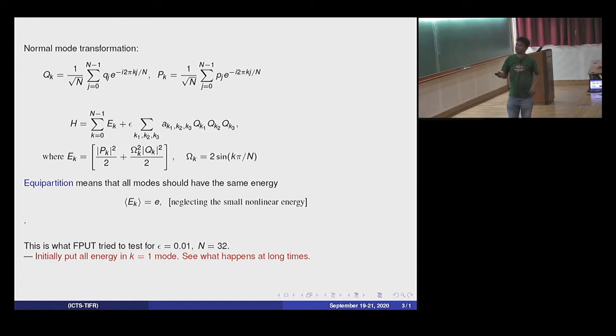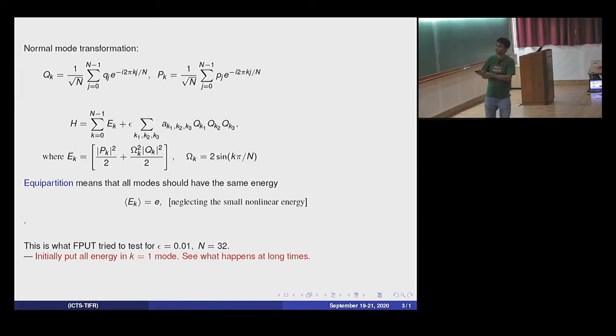So if I start from some initial condition and then let the system evolve, what I expect from equipartition is that eventually all modes should have the same energy. Each mode energy is basically the energy of the oscillator. In this system, if I want to test equipartition or equilibration, I should check that every mode has roughly the same energy. Because the anharmonic part has a small parameter, I can neglect the contribution of the anharmonic energy when I look at equipartition.